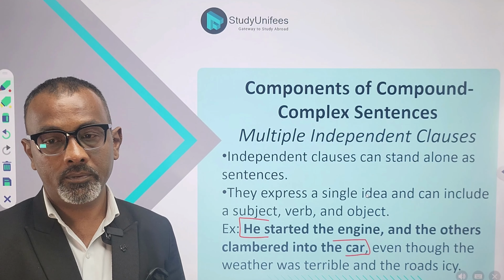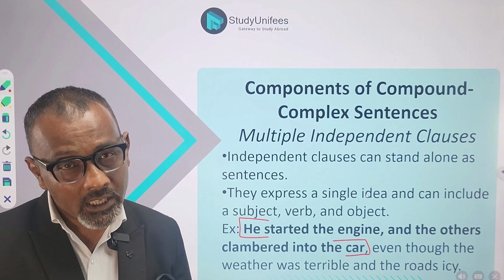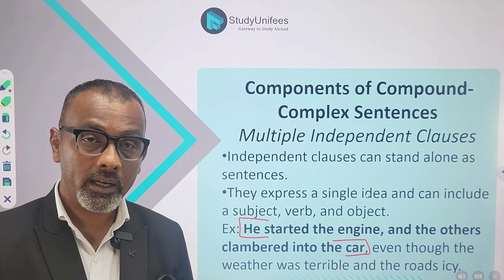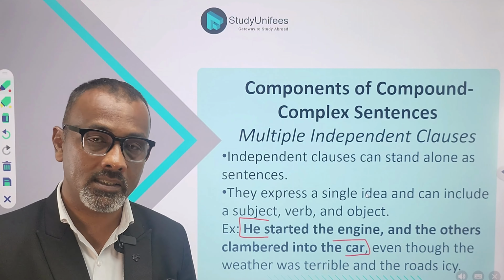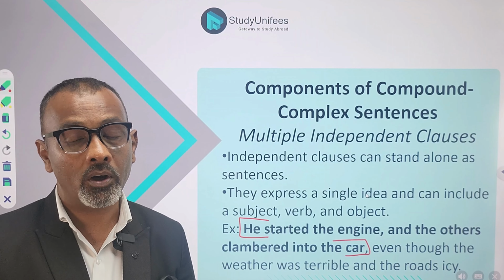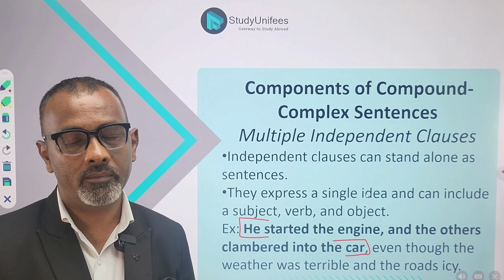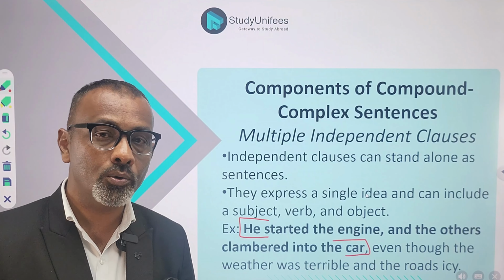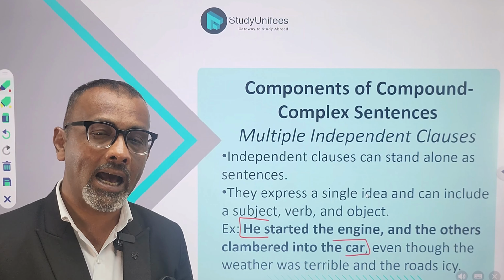Note, he started the engine is an independent clause because it can stand alone by itself as a sentence. Also, the others clambered into the car is an independent clause because it too can stand alone as a sentence by itself. These two independent clauses are joined by a coordinating conjunction, which is and.